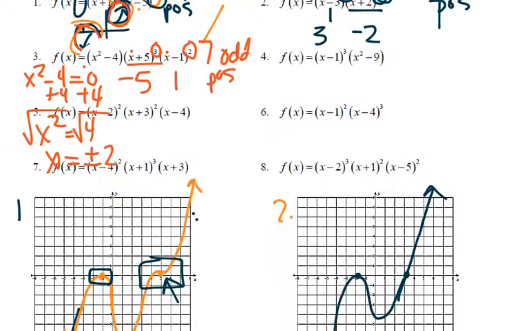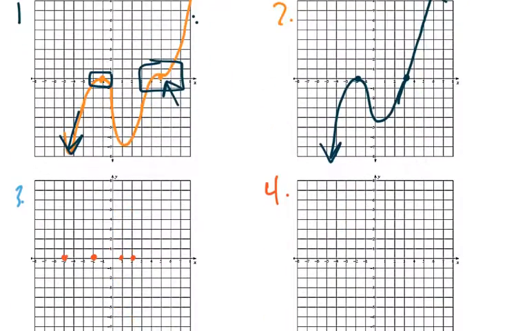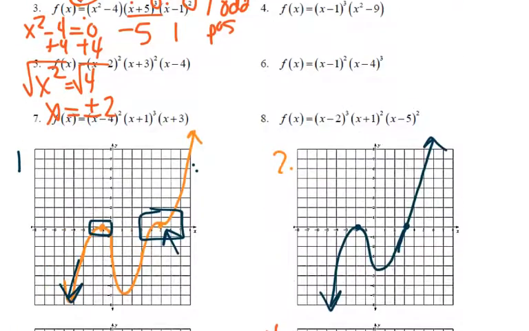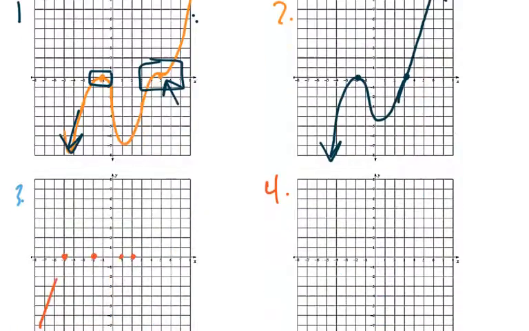So knowing my end behavior to the left is going down, let's start there. So it's going to be going down, and then my negative 5 has a 3, so it's going through, but it'll be a little flatter. So it'll come here, kind of flatten, go up.